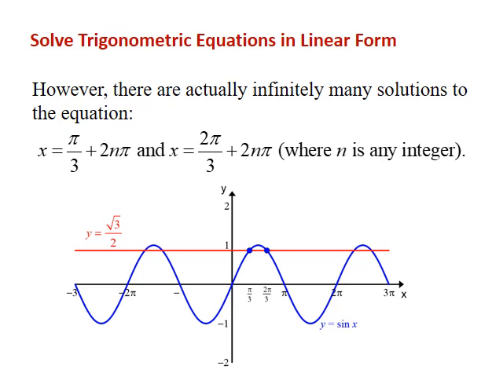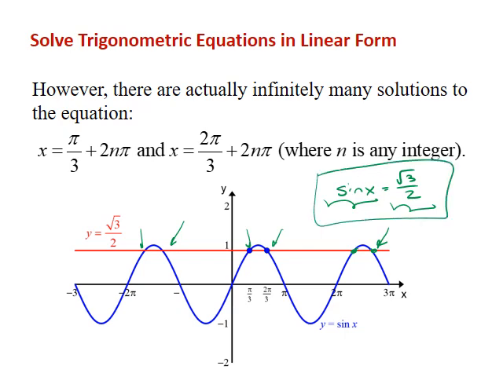So the equation that we had before, sine of x is equal to the square root of 3 over 2. If we graph these, sine of x is in blue and the square root of 3 over 2 is in red. Really, anywhere there is an intersection is a solution. So there are actually infinitely many solutions to this equation. So the way we would write that is in this way. And let me kind of explain this to you.